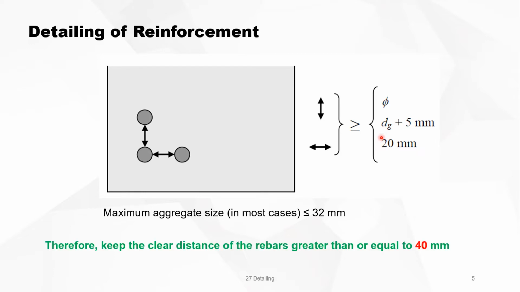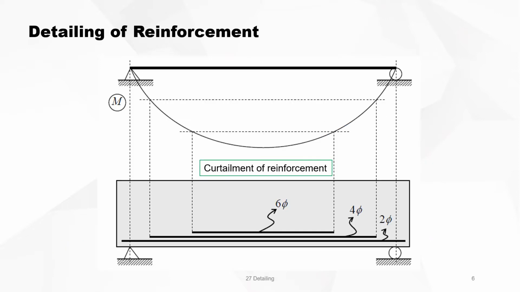So if we keep the clear distance of the rebars greater than or equal to 40 millimeters, then in most cases we are correct. So that's what I recommend. Always use a clear distance of 40 millimeters between the rebars.